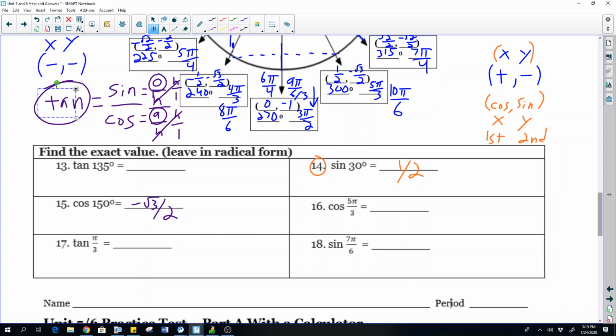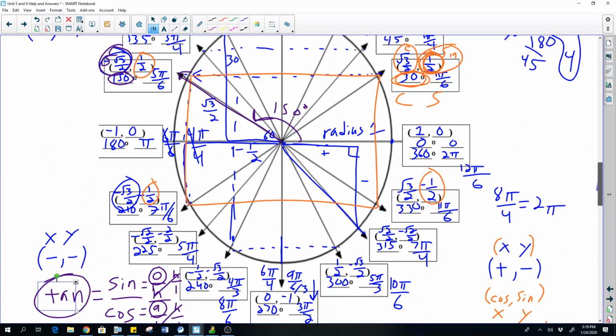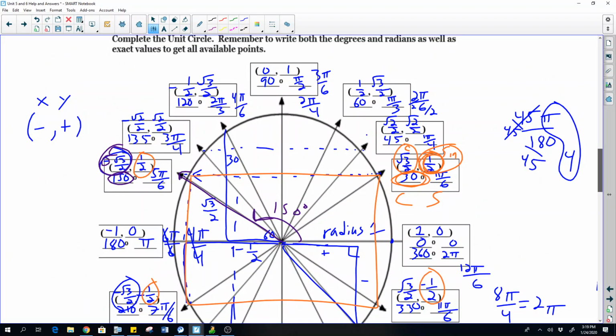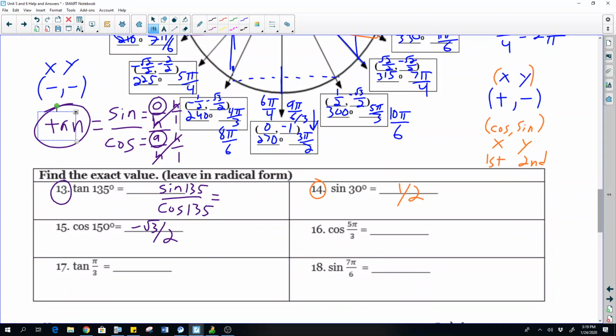So when we do these problems, like number 13, we actually have to do 2 problems. We're going to have to do sine of 135, and then divide it by cosine of 135, because it's sine over cosine, and then try to get that answer and reduce it. So let's take a look at what 135 is first of all. 135 is up here. Can you find it? There it is. So 135 has a c and an s. And remember, tangent is sine over cosine. So it's going to be radical 2 over 2 over negative radical 2 over 2. Sine over cosine.